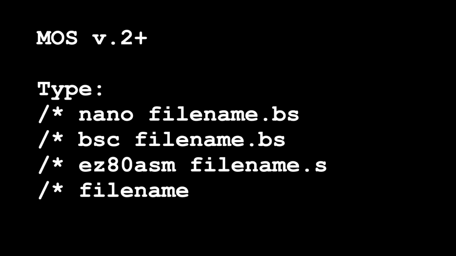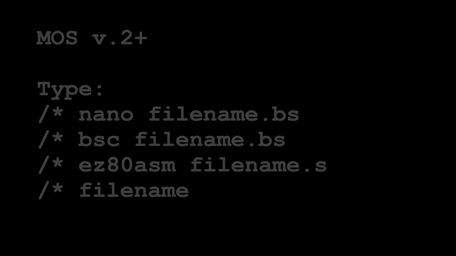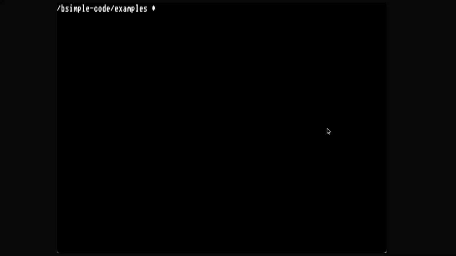So in MOS version number 2, you type in Nano and then the file name to edit your code. And when you finish with Nano, you simply type BSC and the file name. This will produce an assembly file with a .s extension, which you can then assemble using the Easy-AT assembler. Once that's complete, simply type the file name of your binary and it should run. Let's take a look at some of that in action.